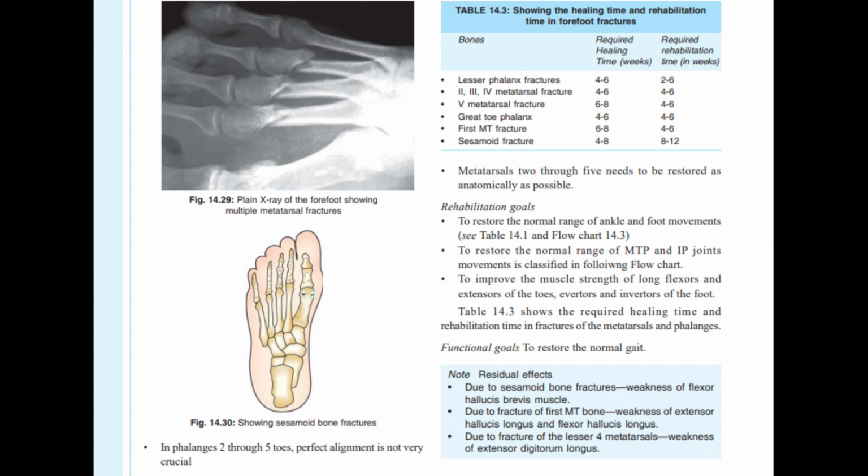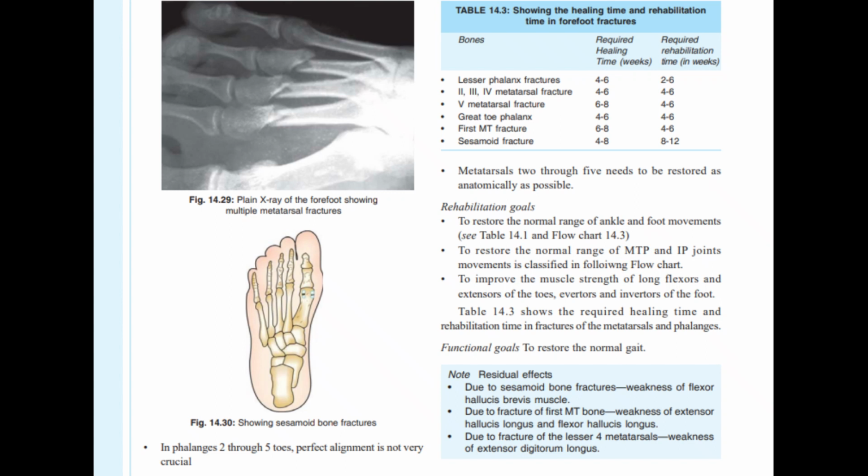Fifth metatarsal fracture: 6 to 8 weeks healing time, 4 to 6 weeks rehabilitation time. Great toe phalanx: 4 to 6 weeks healing time, 4 to 6 weeks rehabilitation time. First metatarsal fracture: 6 to 8 weeks healing time, 4 to 6 weeks rehabilitation time. Sesamoid fracture: 4 to 8 weeks healing time, 8 to 12 weeks rehabilitation time.